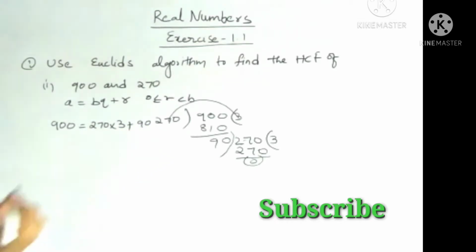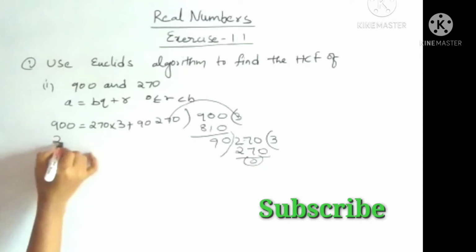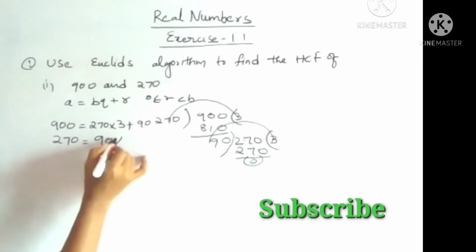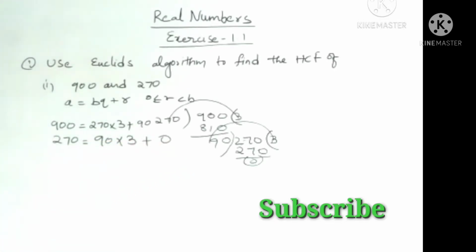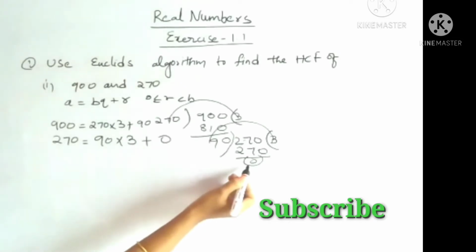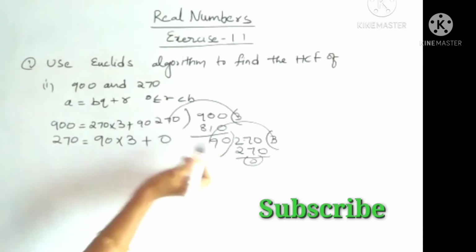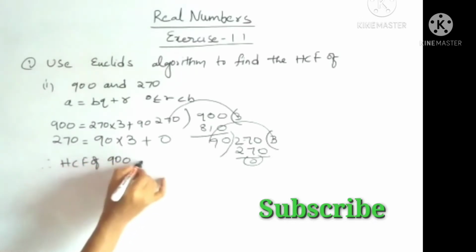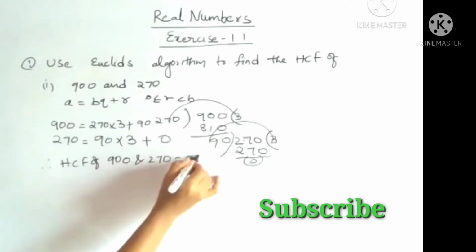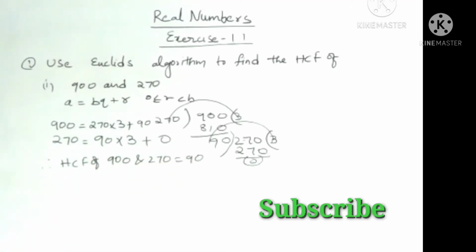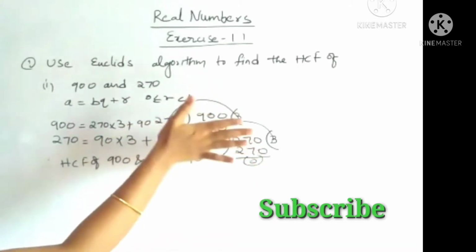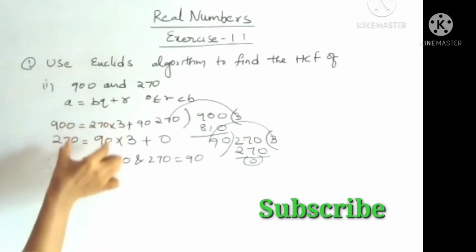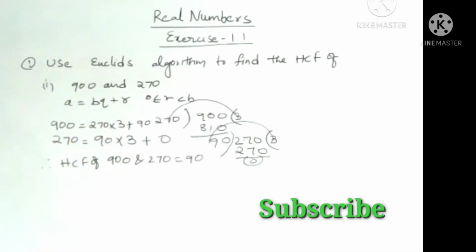Again, in the next step, dividend 270, divisor 90, quotient 3 plus remainder 0. Where did we get this remainder 0? When we divide by 90. So therefore the HCF of 900 and 270 is equal to 90. Very simple, but all this work you should do in your rough work. In the solution, only these 4 steps you should present.